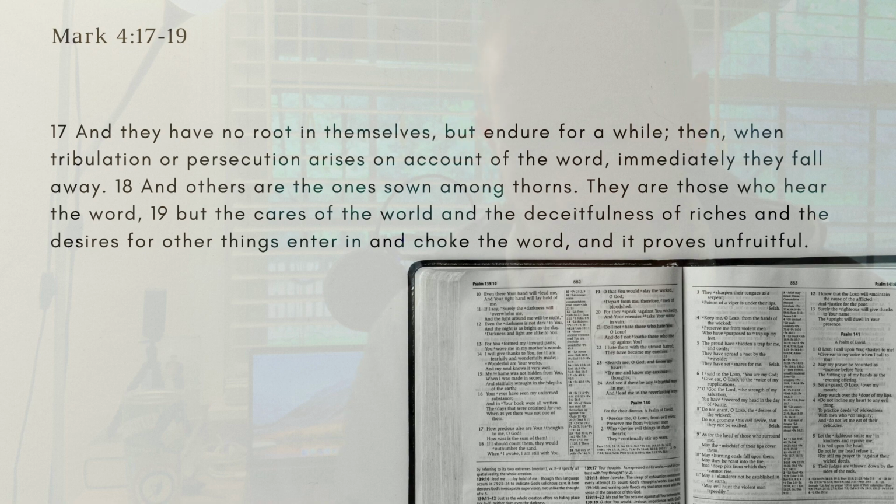And others are the ones sown among thorns. They are those who hear the word, but the cares of the world and the deceitfulness of riches and the desires for other things enter in and choke the word, and it proves unfruitful.